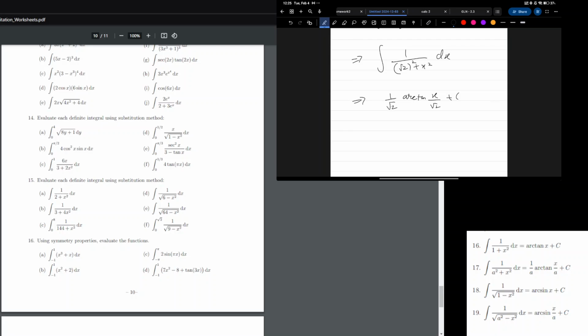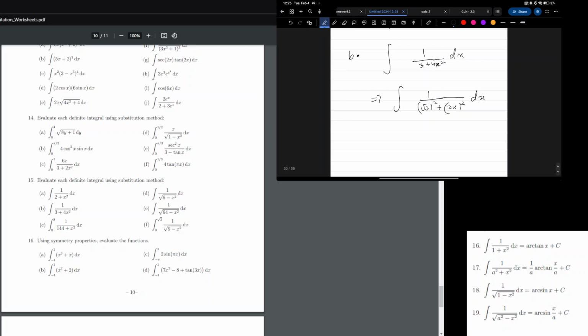Okay, let's do b quickly. b is 1 over 3 plus 4x squared dx. I can write this as 1 over 3 squared plus 2x whole squared dx. Oh yeah, now I need to use substitution because the formula is for x squared, not 2x squared.